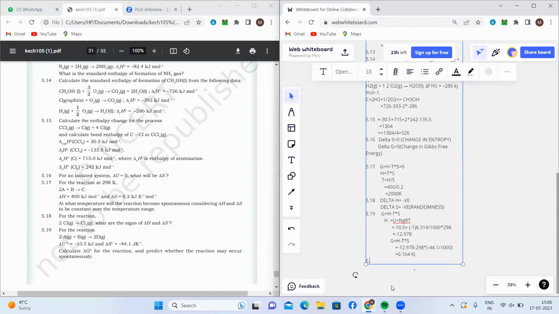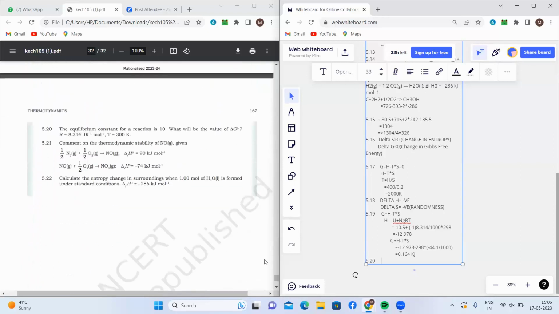Next question, 5.20. I hope you understood this. What happened? This question, we have to find delta H. But we have not given delta H. We have to find the first law of thermodynamics. First law of thermodynamics, delta H. Then we have to find this formula. This formula, we have to find delta H. As simple as that. Okay. Let's go to 5.20.